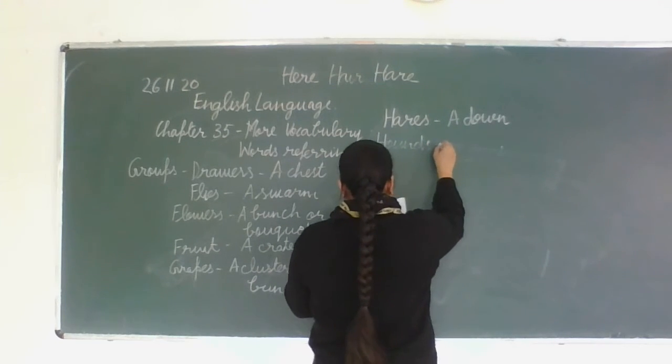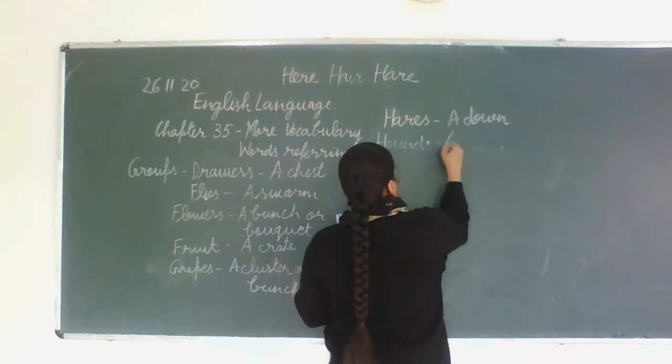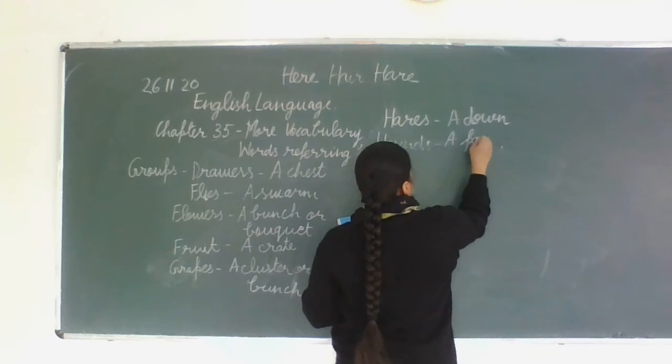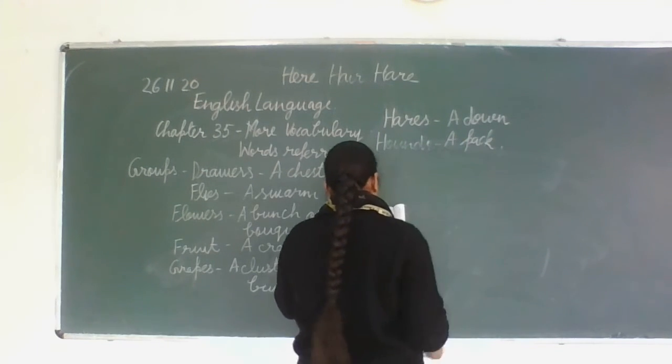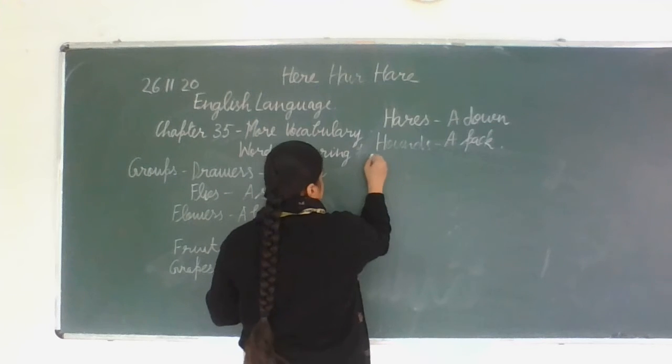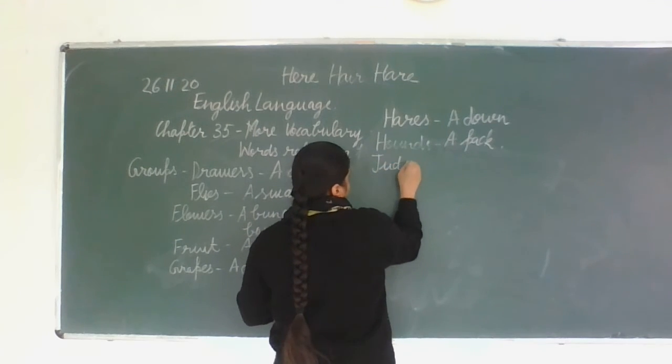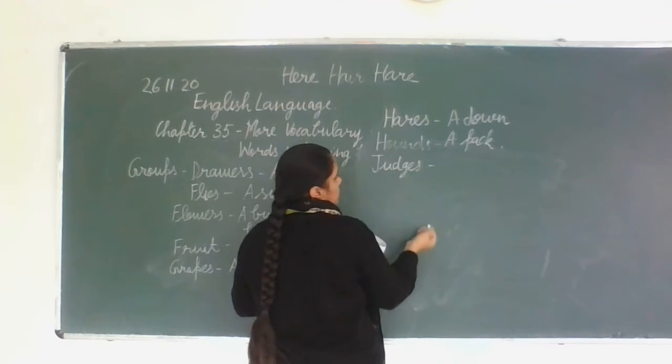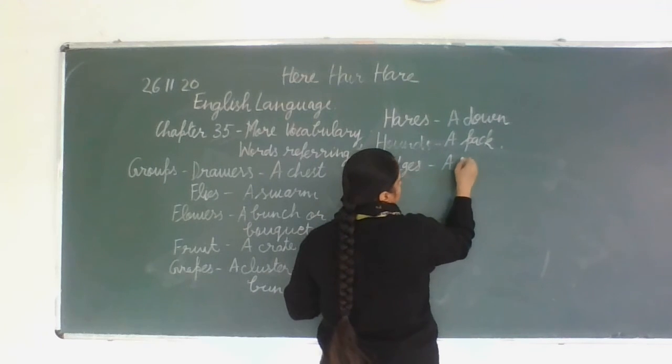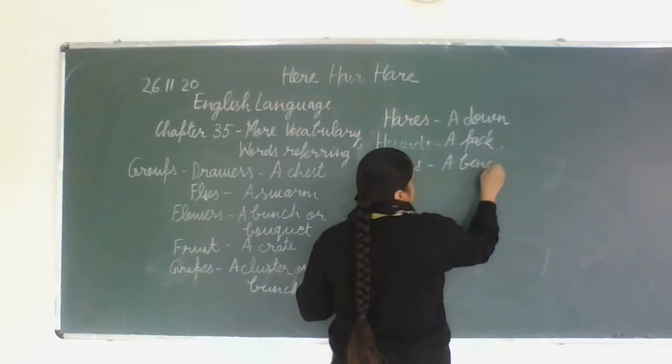Again, a kind of animal. The group is known as pack. Judges. A group of judges is known as a bench.